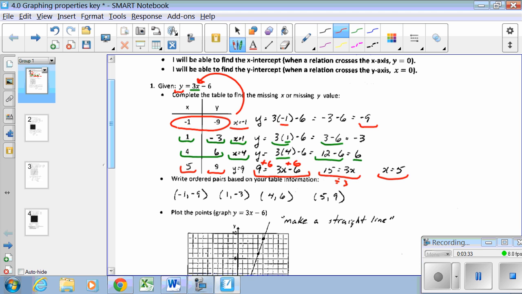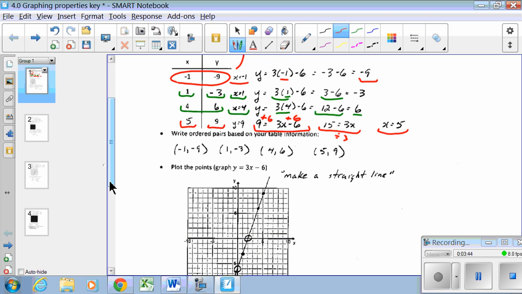Okay, and I want you guys to show the work that gets these numbers. I don't want these just to appear on your page miraculously. This is a math class, we want you to show the math for this. The ordered pairs are nothing different than you've done before. We had tables of values before, we did mapping diagrams, we can do ordered pairs. -1, -9 is an ordered pair. 1 and -3 is an ordered pair. 4 and 6 is an ordered pair. 5 and 9 is an ordered pair.